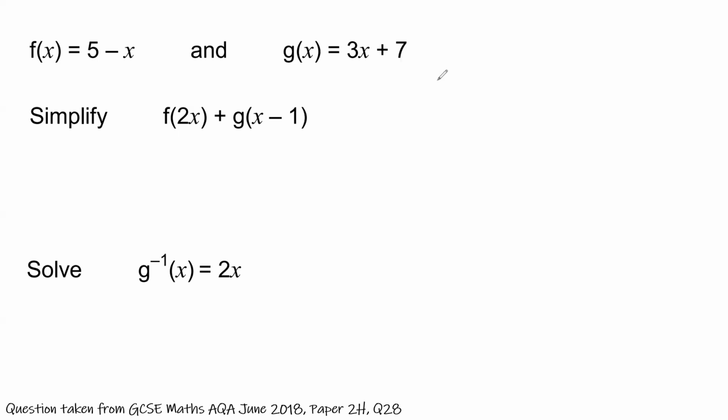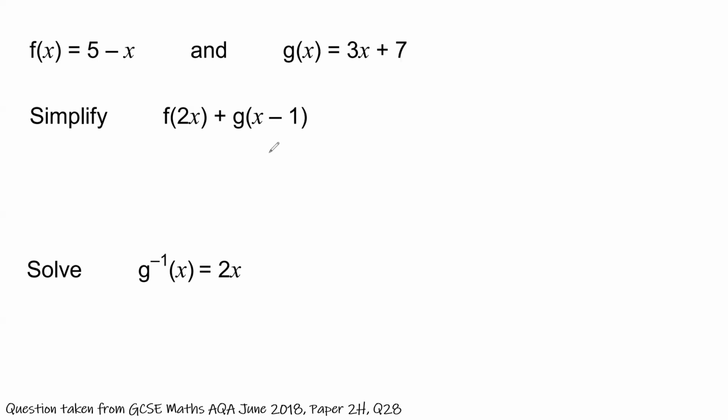This question, we've been told that f of x, which just means a function of x, we could even just put in y instead, equals 5 minus x, and g of x, which is essentially another function of x, we could have it as z or something, that is just another name for another variable, is equal to 3x plus 7. For the first part of this question, we've been asked to simplify f of 2x plus g of x minus 1. So how do we go about doing this?